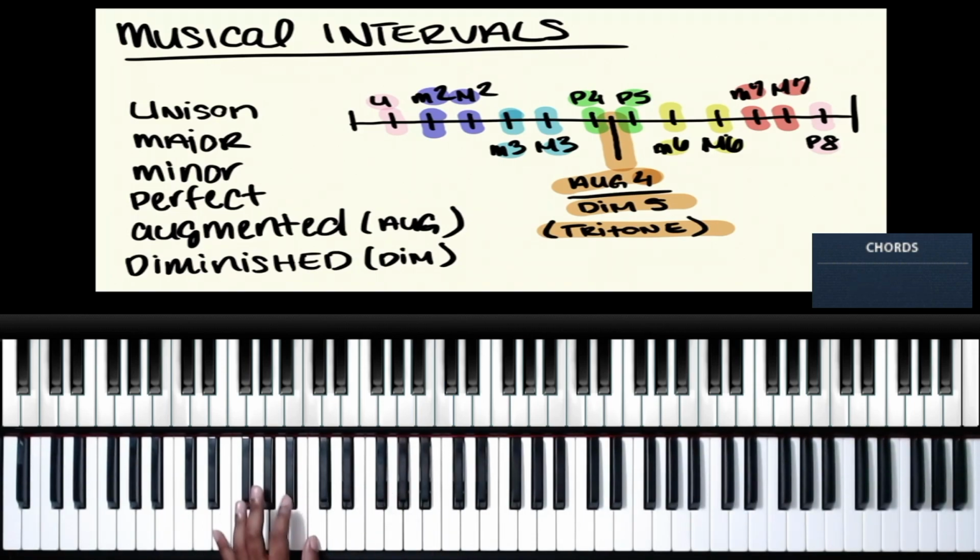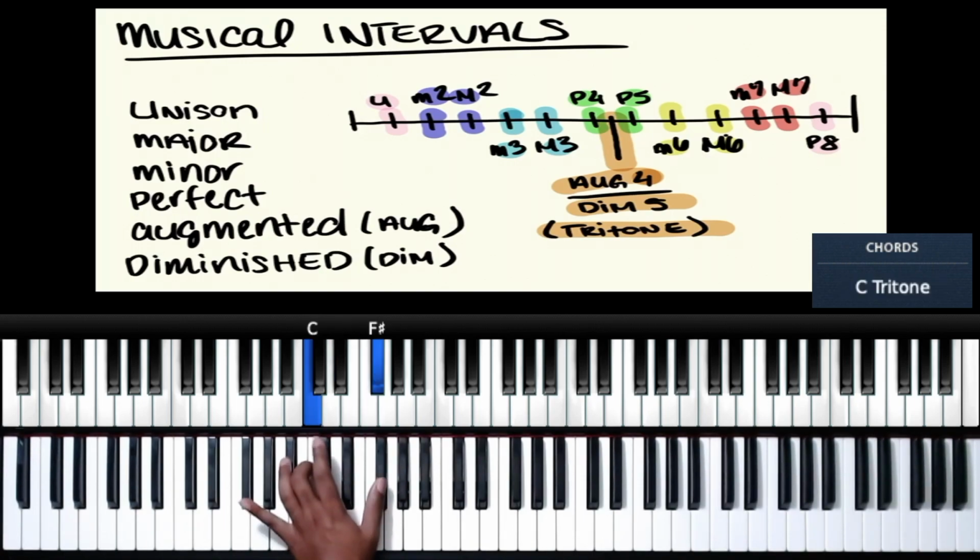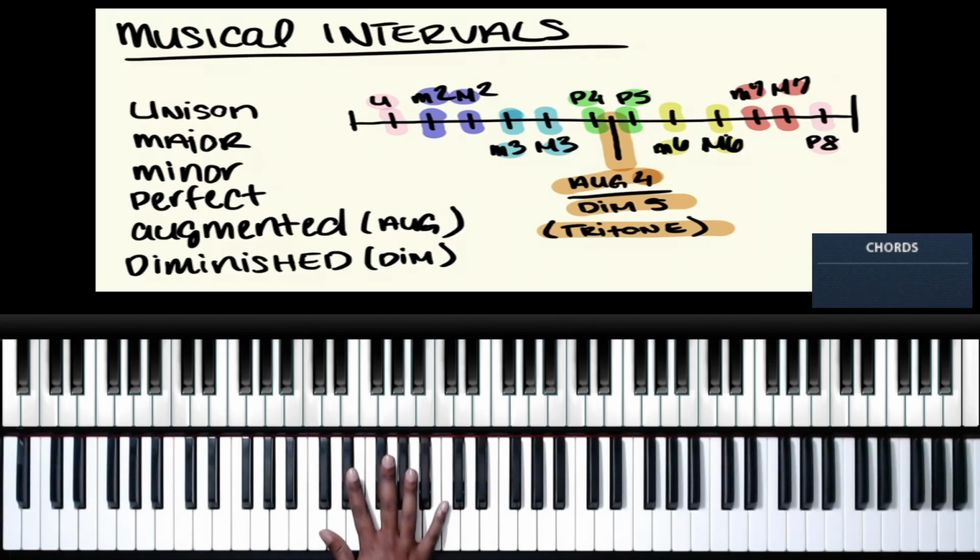So again, one more time: unison, minor second, major second, minor third, major third, perfect fourth, tritone, perfect fifth, minor sixth, major sixth, minor seventh, major seventh, perfect eighth. Okay, those are the distances within this range of keys. And from C to C, those are the different intervals.